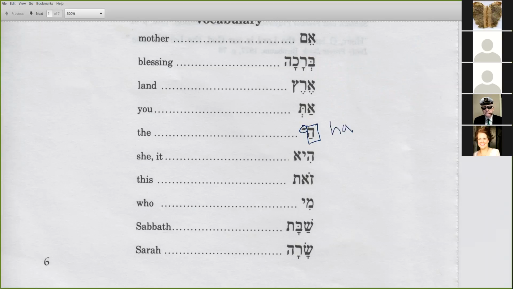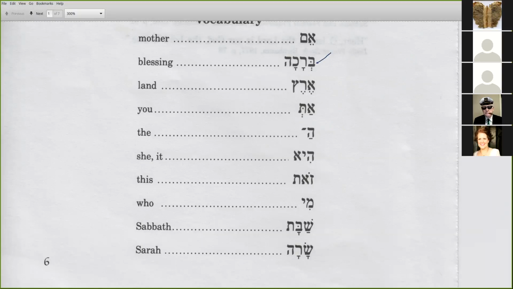So we get ha, something. Hee means she or it. Zot, the word for this, feminine. Mee means who. Shabbat. Okay, good. And Sarah. All right, so those are two clarifications I knew I needed to make, this one here and this one here, in noticing some of the work that's coming in, for future reference.